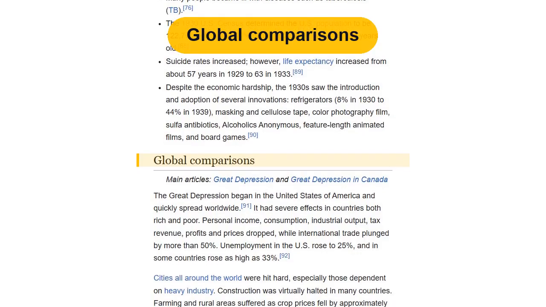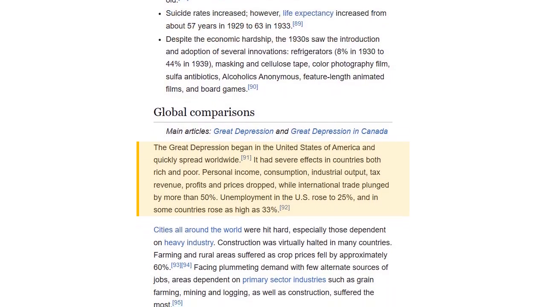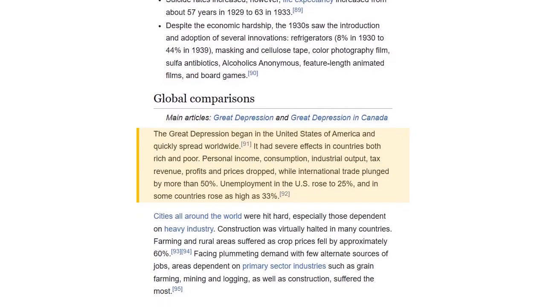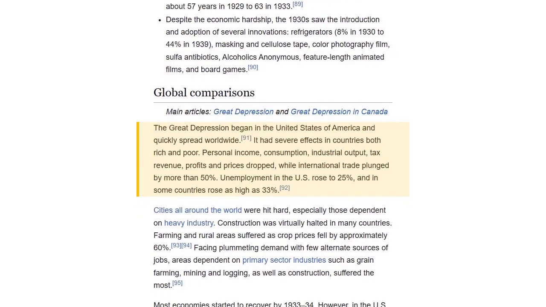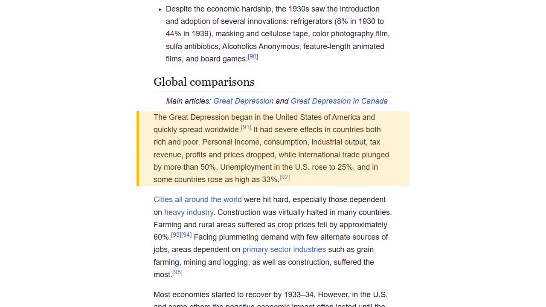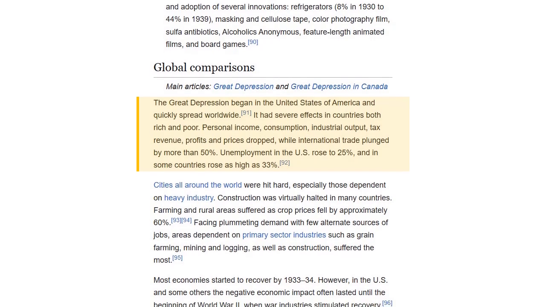And board games. Global comparisons. The Great Depression began in the United States of America and quickly spread worldwide. It had severe effects in countries both rich and poor. Personal income, consumption, industrial output, tax revenue, profits and prices dropped, while international trade plunged by more than 50%.